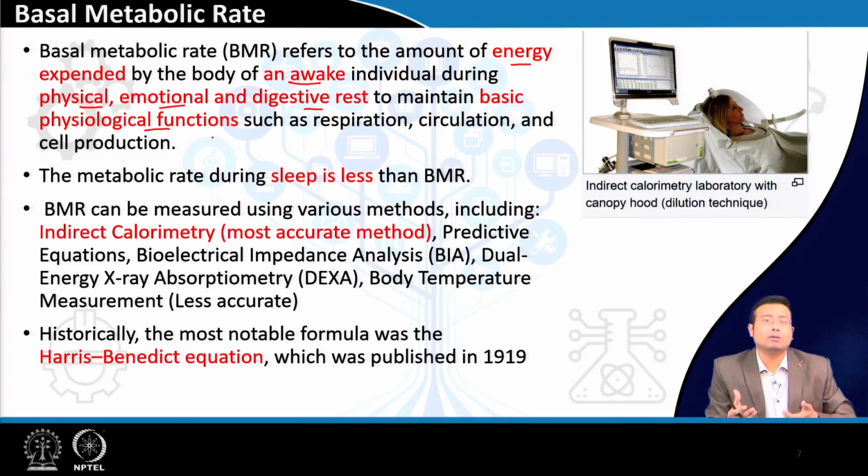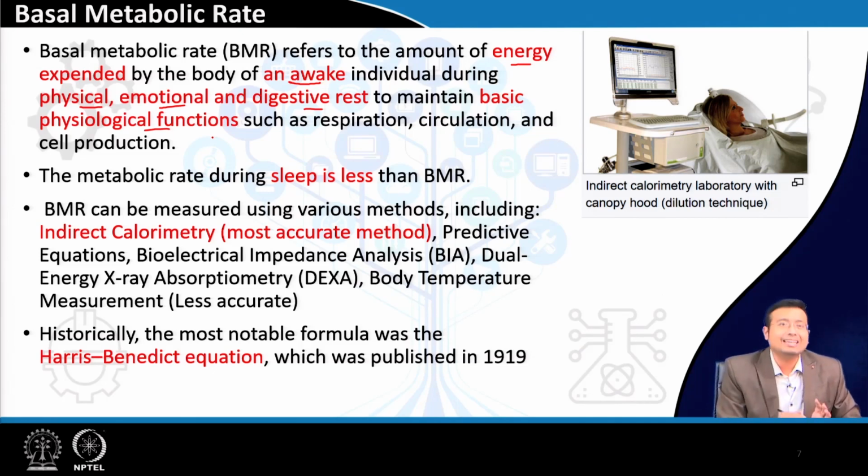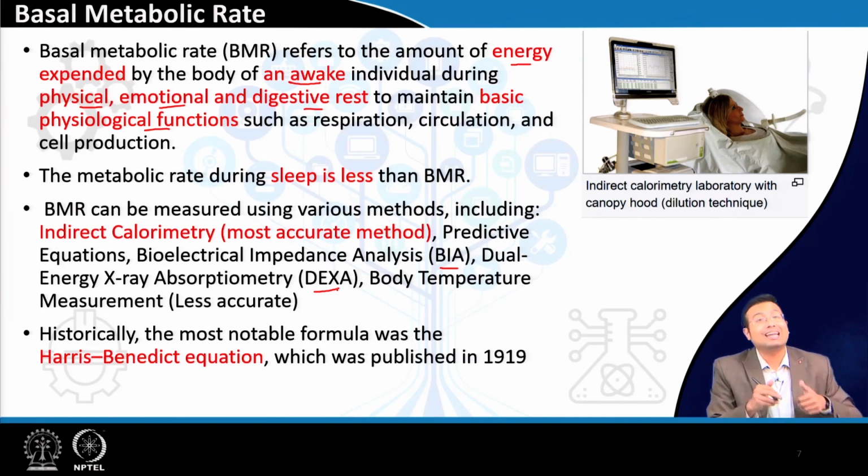So, how can we measure BMR? There are multiple methods, among them indirect calorimetry is the best method, it is the most accurate method, okay. There are multiple methods, for example, bioelectrical impedance, DEXA, dual energy absorptiometry, even body temperature can give us some idea about BMR, but that is less accurate. The most accurate is indirect calorimetry, and the original equation, that is Harris-Benedict equation, is actually historical, it is what we mostly relate in textbooks. It is the equation which defined BMR in the first place, but later it has been modified. There are more accurate predictive equations now which can predict the basal metabolic rate based on our weight and height, okay.